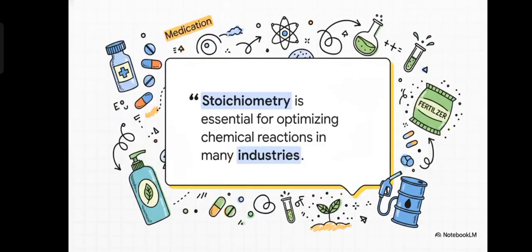Now you might be asking, why does any of this actually matter in the real world? Because mastering this chemist's math is how our entire modern world operates. By calculating these exact volumes and masses, industries optimize the precise dosages in the medications you take and perfectly mix the formulas for everyday products you rely on, like shampoos, fertilizers, and fuels.